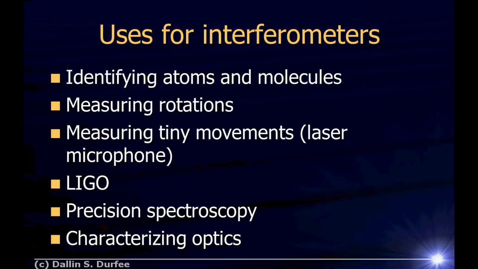You can use them to identify atoms and molecules. So an atom gives off some light, you send it into an interferometer, and you can very, very precisely measure the wavelength of the light by scanning one of the mirrors and seeing how far you have to move the mirror to make the fringes go bright and dark 20 times or something, and then you can calculate the wavelength of the light. You can measure rotations.